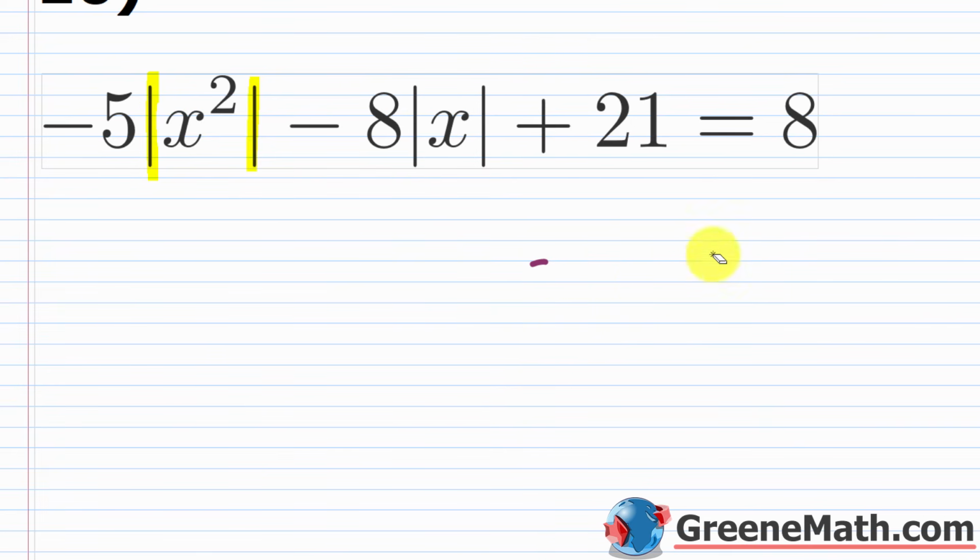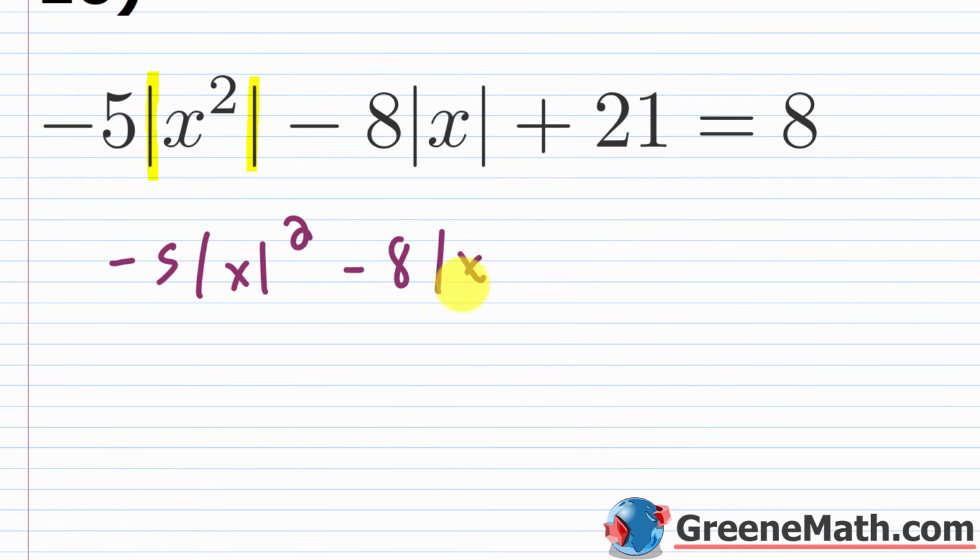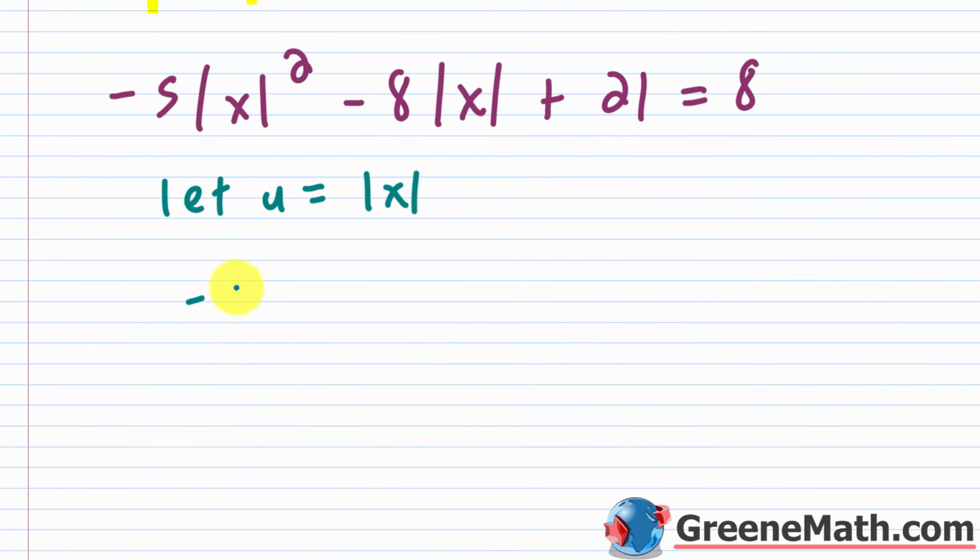So what I can do is rewrite this legally and say this is negative 5 times the absolute value of x being squared like this, then minus 8 times the absolute value of x, then plus 21, and this equals 8. From here, again, I can just replace the absolute value of x with u. So let's say that we're going to let u be equal to the absolute value of x, and I'll say negative 5 times u squared minus 8 times u plus 21 is equal to 8. All right, for this one, let's subtract 8 away from each side. So this would be 0, and then 21 minus 8, that's going to be 13.